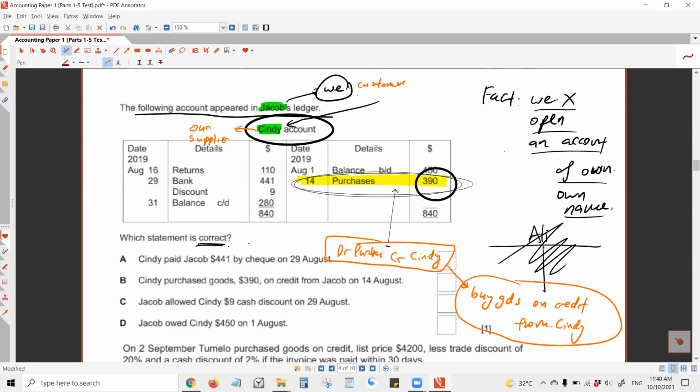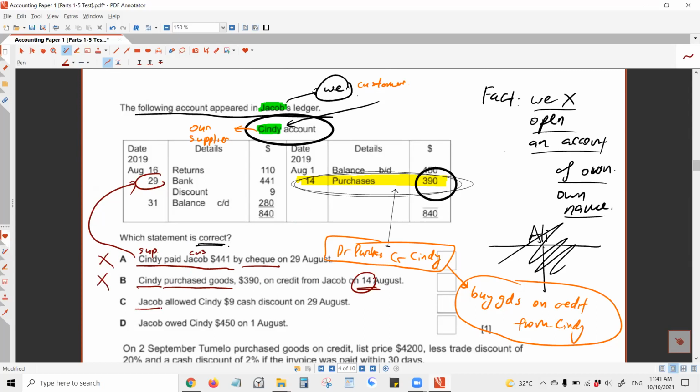So let's see which is correct. A, Cindy paid Jacob 441. Cindy is supplier, right? So supplier paid customer 441 by check on 29. Is that what happened? No. How can Cindy pay Jacob 441? It is the other way around. Jacob paid Cindy. So A is wrong. B, Cindy purchased goods? No. Then you look at the 14th again. It is Jacob buying goods, not Cindy. Wrong.